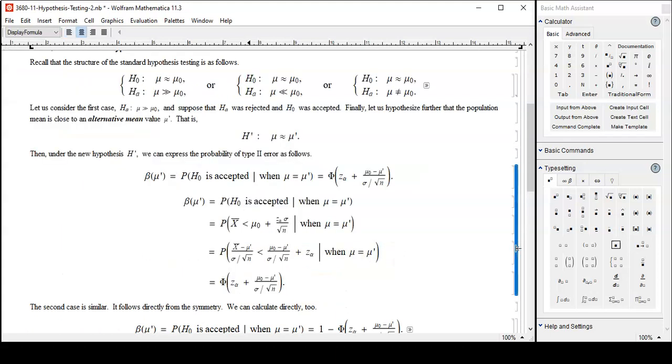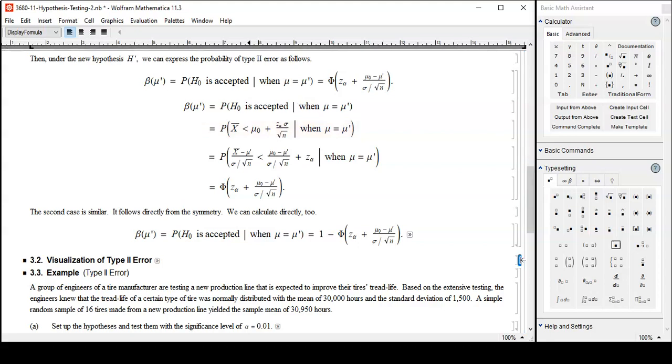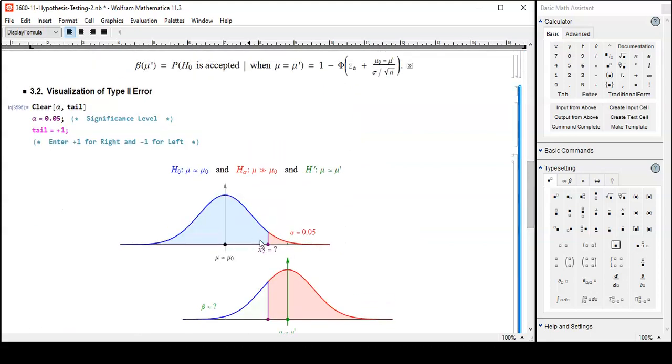Why is that? Okay, that's type 2 error. And when do we have H0 accepted? The observed sample mean, X bar, has to be less than the critical value. Let me go back to the visualization here. Look at the first picture. X bar has to fall in the blue region.